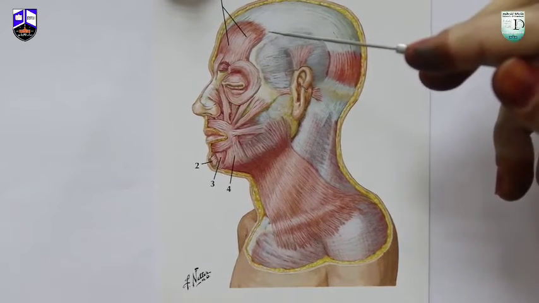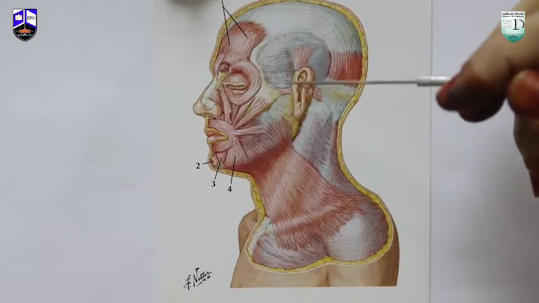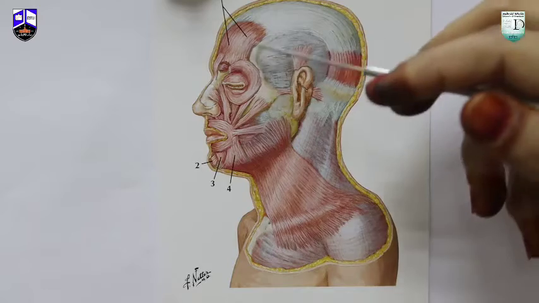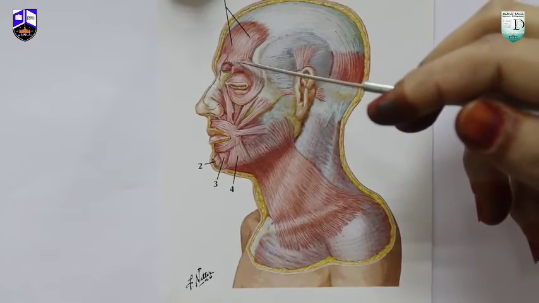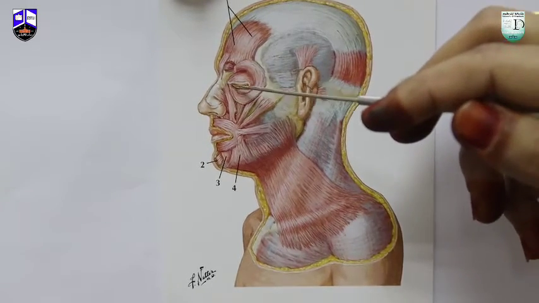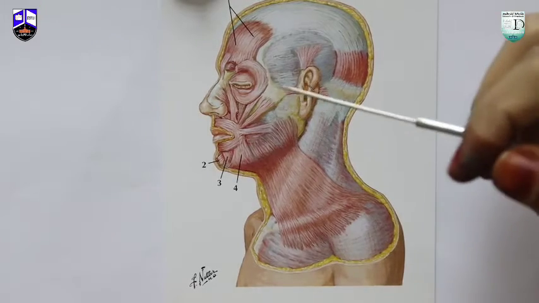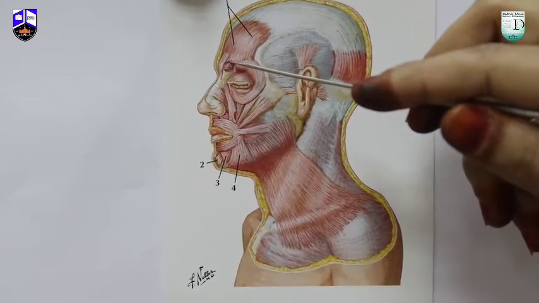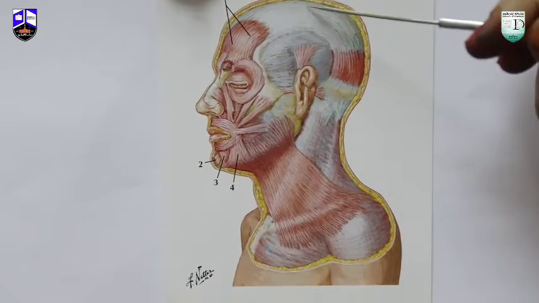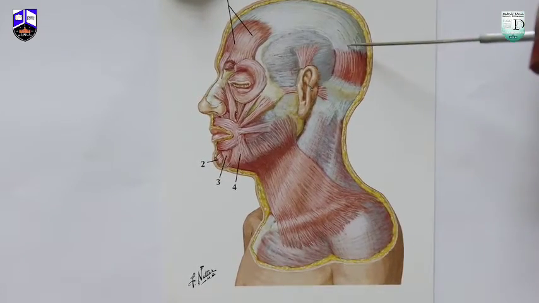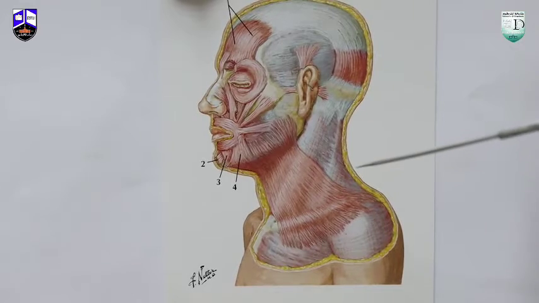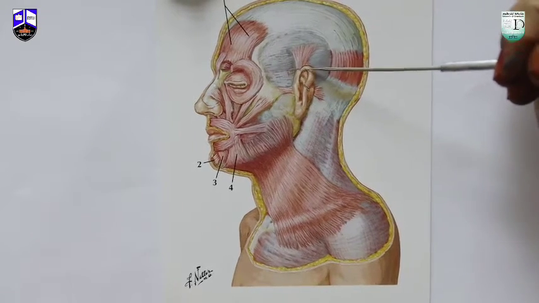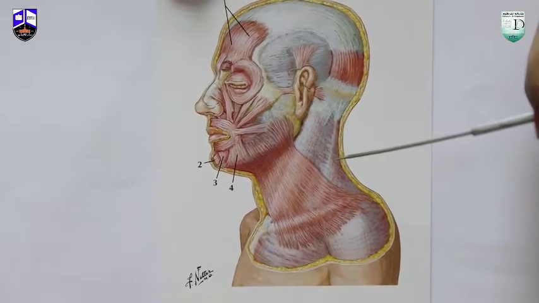The frontal belly originates from the anterior border of the galea aponeurotica, and the fibers pass downward and forward to be inserted into the upper border of the orbicularis oculi, one of the muscles of facial expression, and also into the skin of the eyebrows. The galea aponeurotica itself overlies the cranial vault and extends laterally as far downward as the ear and the upper border of the zygomatic arch.